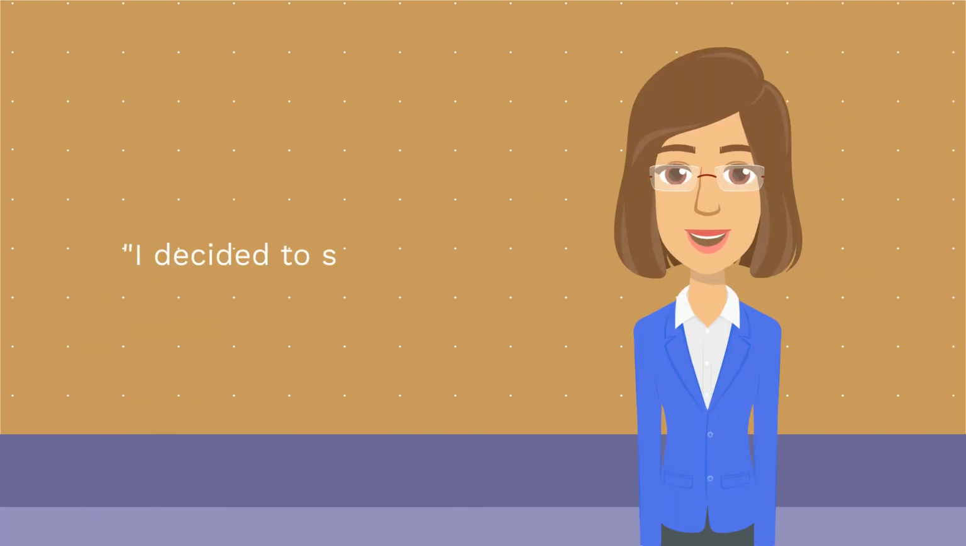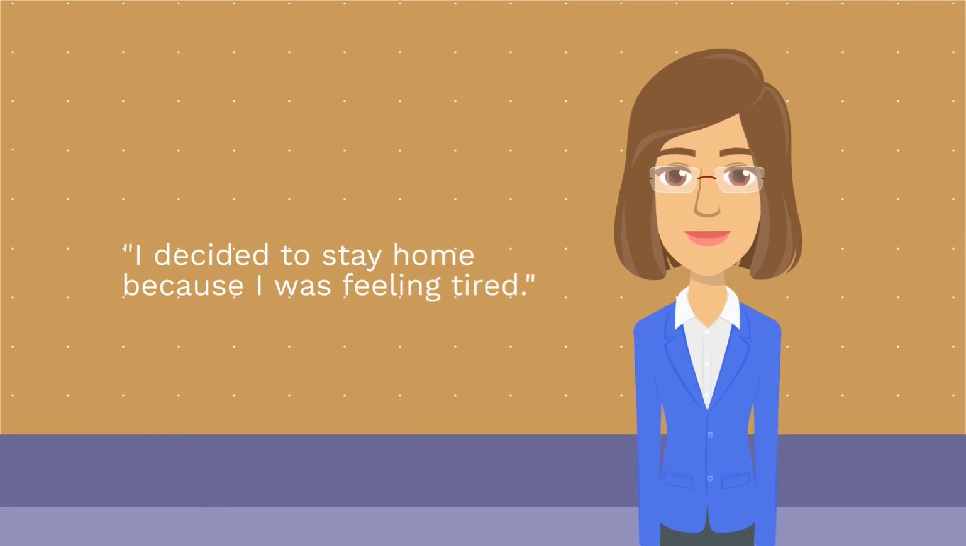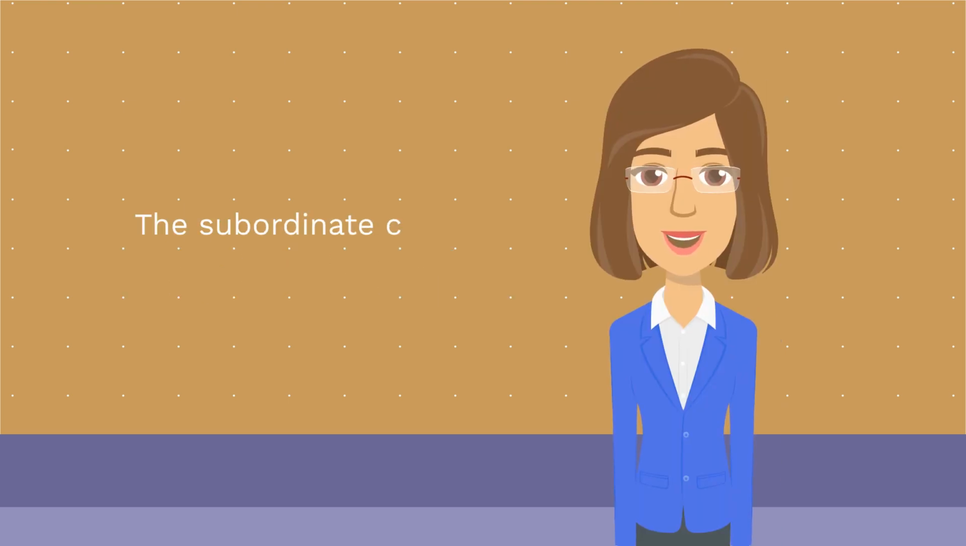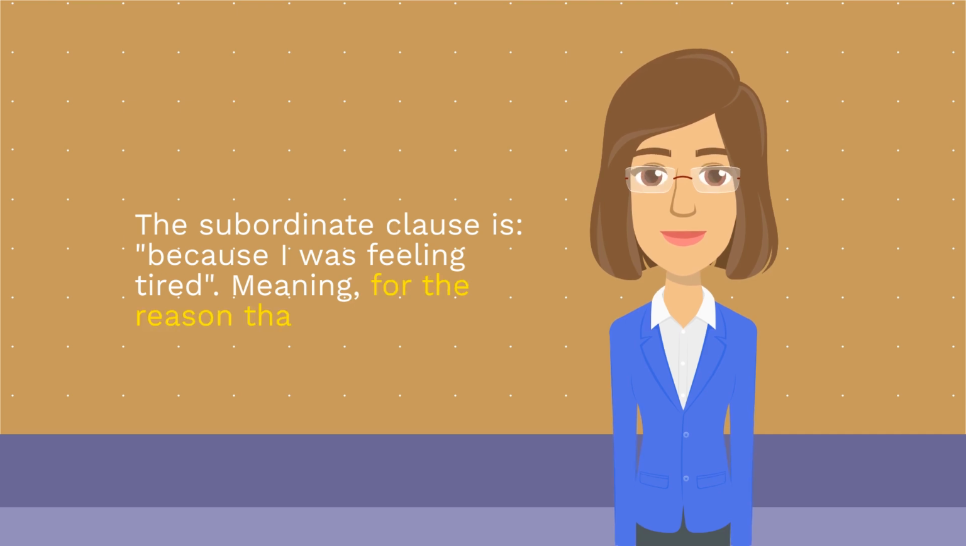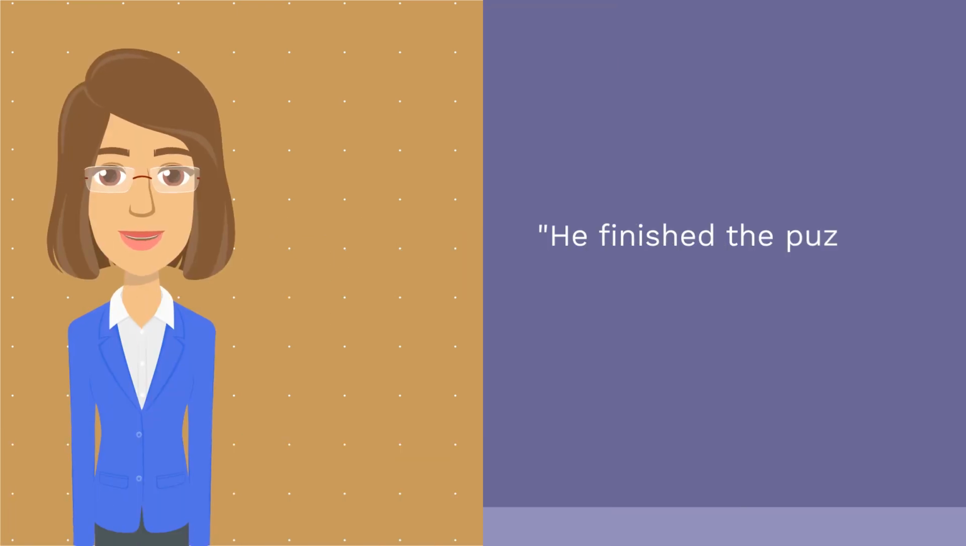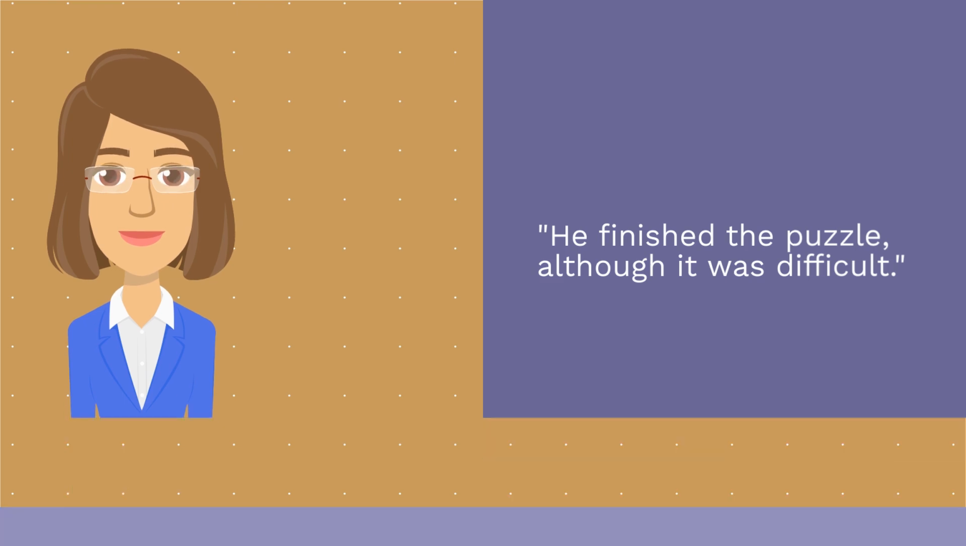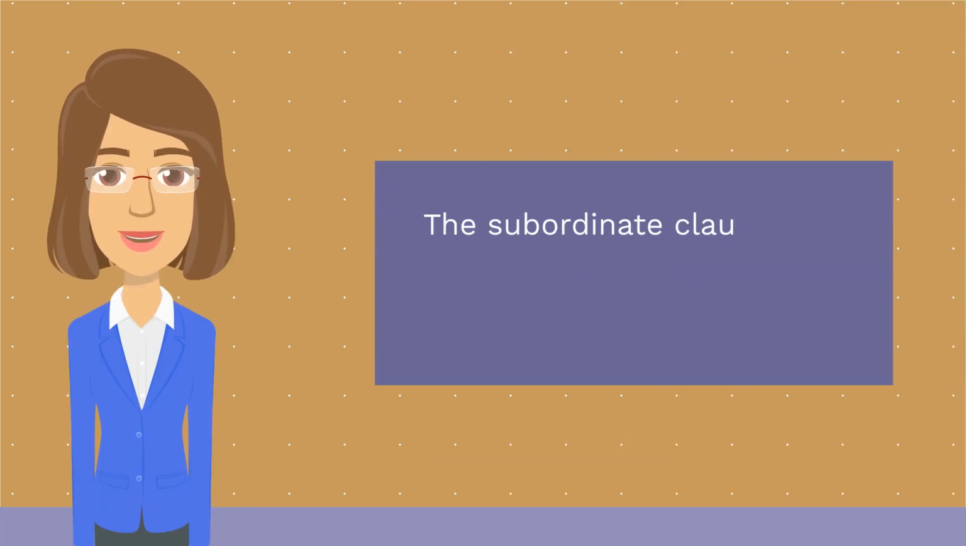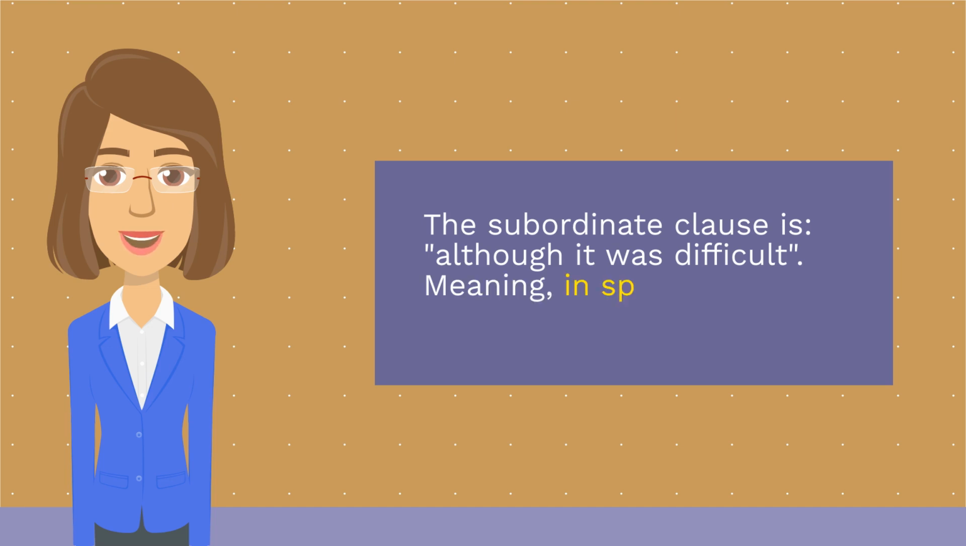I decided to stay home because I was feeling tired. The subordinate clause is, because I was feeling tired. Meaning, for the reason that, since. He finished the puzzle, although it was difficult. The subordinate clause is, although it was difficult. Meaning, in spite of the fact that, even though.